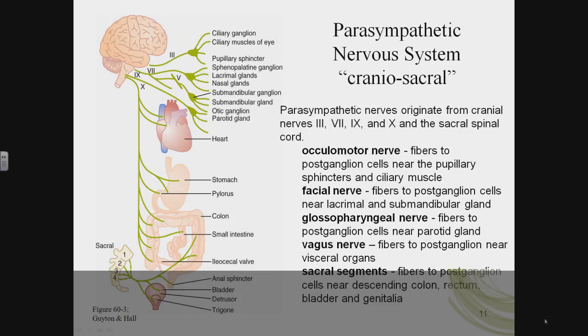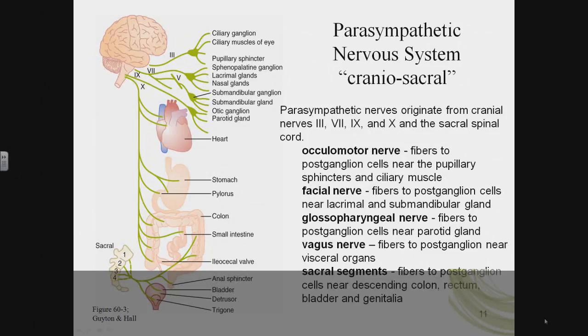Facial nerve is the name for cranial nerve 7. Its preganglionic fibers will also synapse to postganglionic cells that are again found in the facial region. And the postganglionic cells will target the lacrimal and submandibular gland and control your tear production and saliva production from the submandibular gland. Cranial nerve 9 is the glossopharyngeal nerve, and the glossopharyngeal nerve will synapse to postganglionic cells near your parotid gland. And when the parotid gland is stimulated, you produce more saliva.